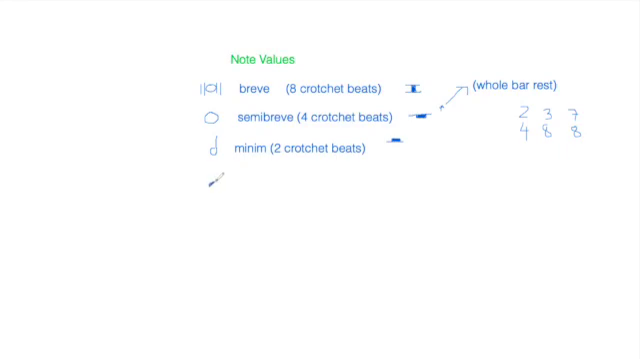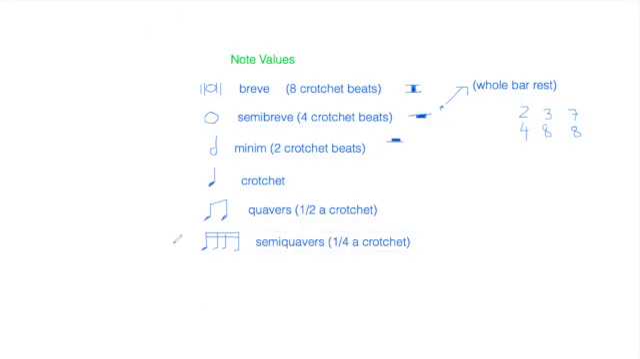Continuing here, if we divide a minim in half, we get the crotchet. If we divide a crotchet in half, we get quavers. That's half a crotchet. And then we keep going, divide the quavers in half, or you can say divide the crotchet into 4, we get semiquavers. Finally, if we divide a crotchet into 8, 1, 2, 3, 4, 5, 6, 7, 8, we get demisemiquavers.